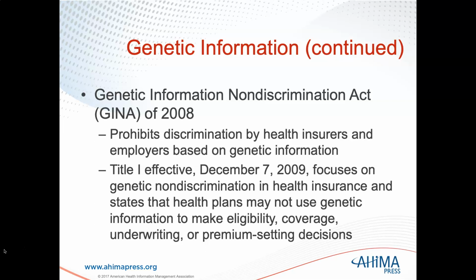In 2008, the Genetic Information Non-Discrimination Act was brought into being, and this prohibits discrimination by health insurers and employers based on genetic information. It's been in place since December 7th of 2009, and focuses on genetic non-discrimination in health insurance, and states that health plans may not use genetic information to make eligibility, coverage, underwriting, or premium setting decisions, which I think as federal law is a great idea.